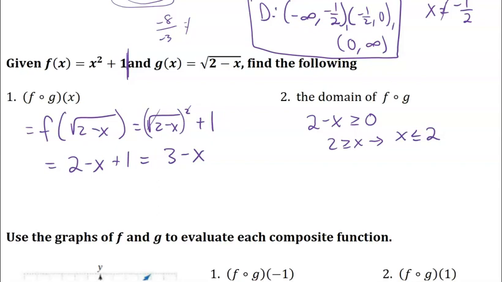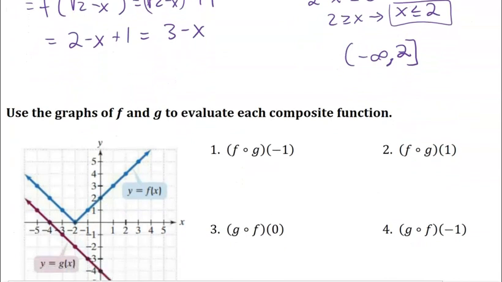Now let's see if any output from there gives us a problem with f. Well, f has a domain of all real numbers because this is a polynomial. So there are no additional restrictions for f, meaning the domain of the composition is just this, or in interval notation, negative infinity to 2 inclusive.